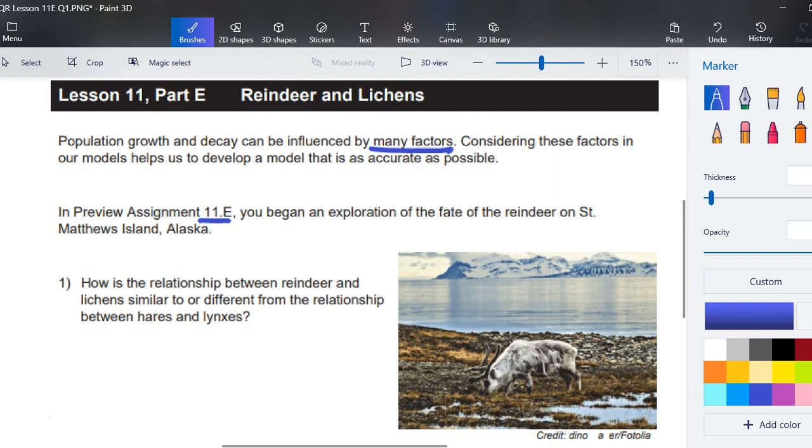How is the relationship between the reindeer and the lichens similar to or different from the relationship between hares and lynxes? This is the time to go ahead and hit pause, write down some thoughts, read the objectives in the paragraph after that, and even go ahead and begin to answer question 2, and then come back and watch and we can do more together.